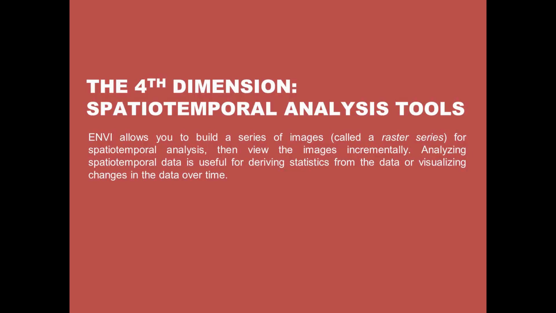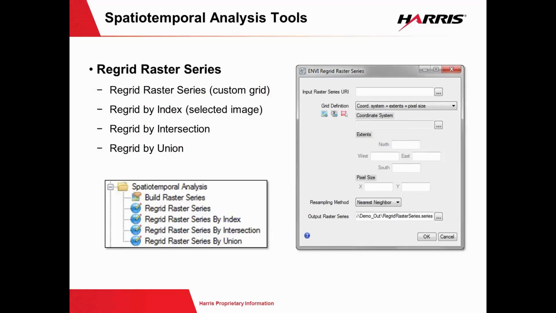For example, if you're studying change in vegetation over time, or the change in a glacier's extent over time in a specific location. We've also added a series profile tool, which allows users to view changes in any given location throughout time. I'm going to demonstrate these tools briefly and talk to them in a couple of slides here. But first I'm going to dig in on this regrid raster series concept.